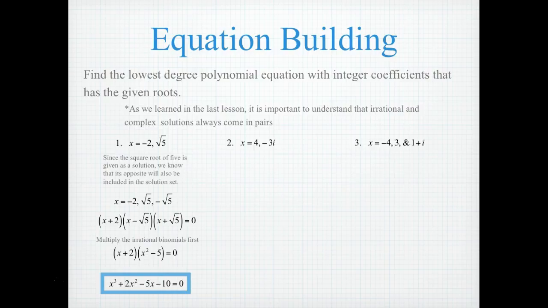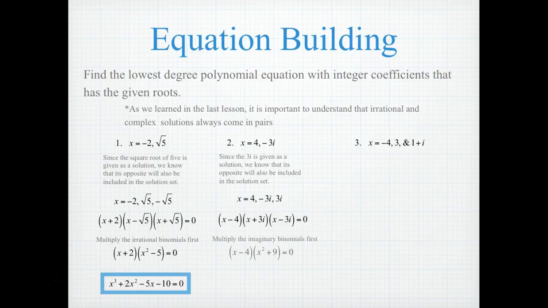We're given that x is equal to 4 and negative 3i. And since negative 3i is given as a solution, we know that its opposite will also be included in the solution set. So x equals 4, negative 3i, and positive 3i. So my binomials are going to be x minus 4, x plus 3i, and x minus 3i. And just like in the last example where we multiplied the irrational binomials first, in this case I'm going to multiply the complex binomials first, giving me x squared plus 9, and then I'm going to multiply that result by x minus 4. So the equation we're looking for is x to the third minus 4x squared plus 9x minus 36.